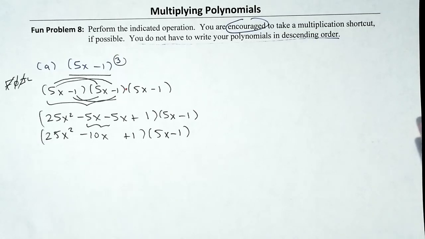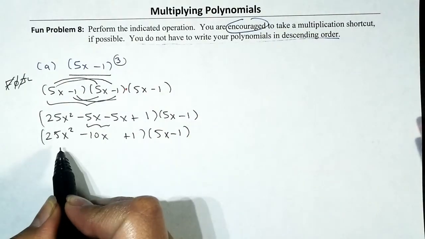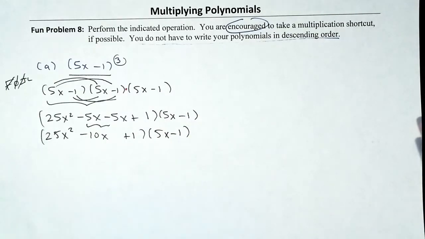Let's go ahead and do this. So we have round 1. Let's distribute the 25x squared. Go ahead, grab your calculator.